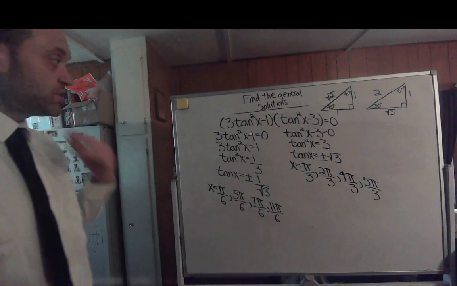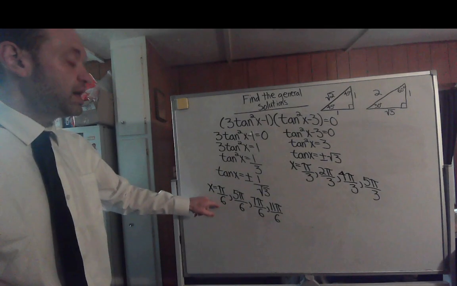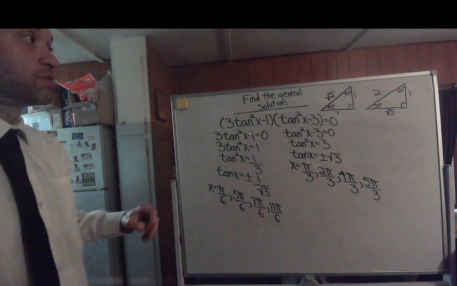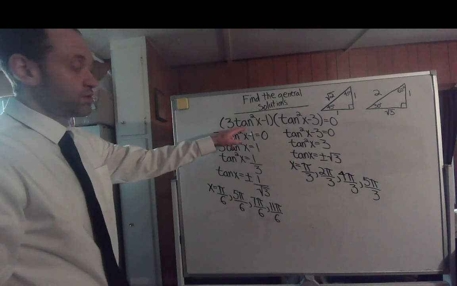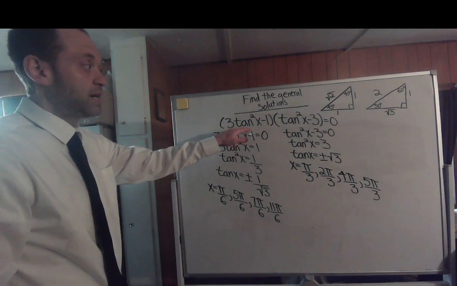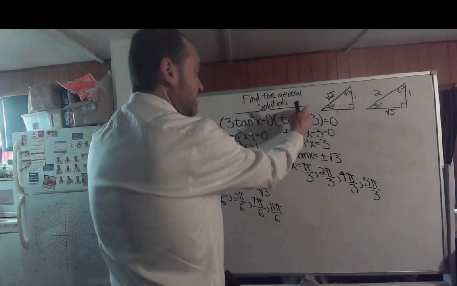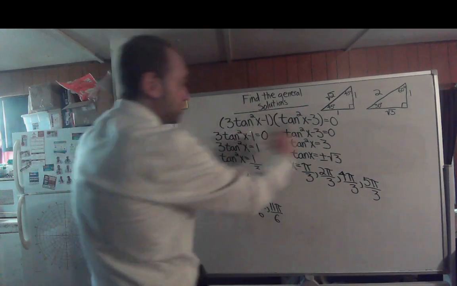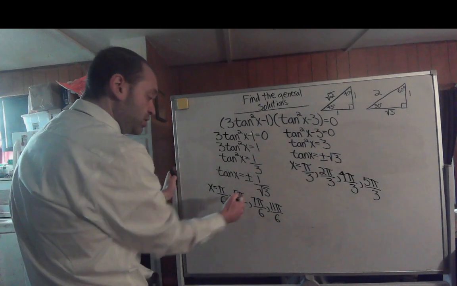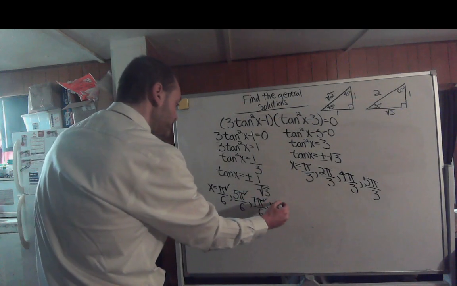Well, let's check out our first angle, pi over 6. Well, the tangent of pi over 6 is 1 over the square root of 3. You square that, you get 1/3. 3 times 1/3 is 1, minus 1 is 0. All you need is this to equal 0. You don't really care what that equals. If this equals 0, the whole thing equals 0. As a matter of fact, every multiple of pi over 6 is going to check out in this case.